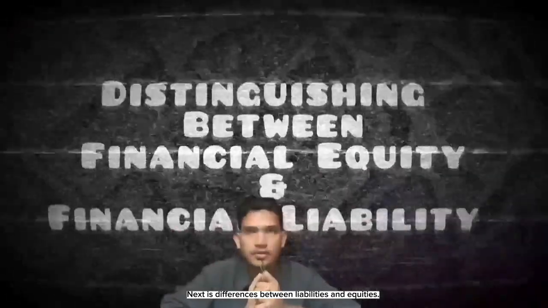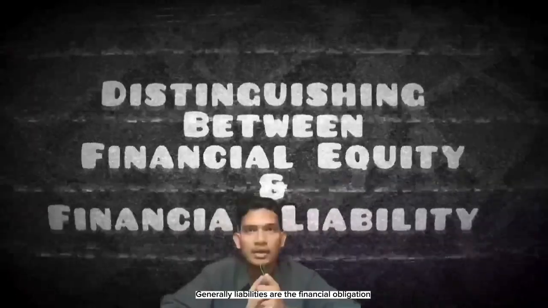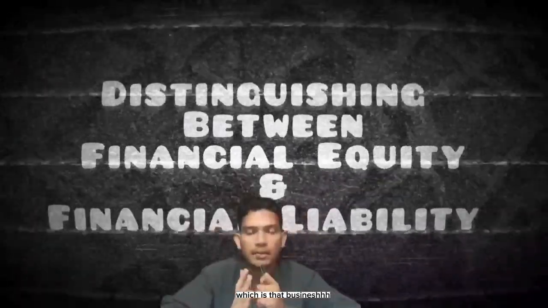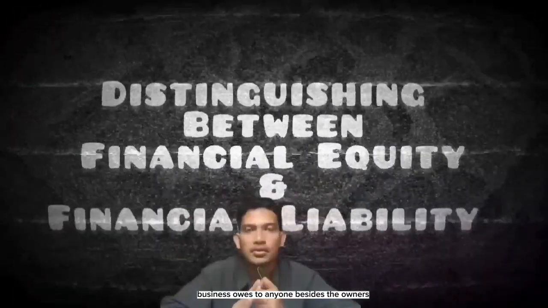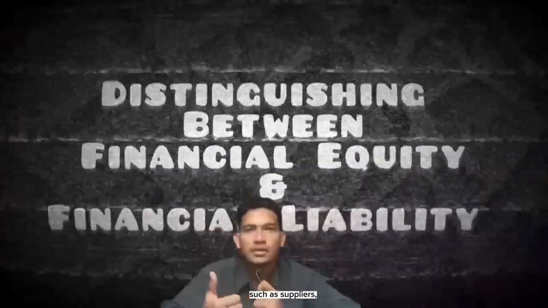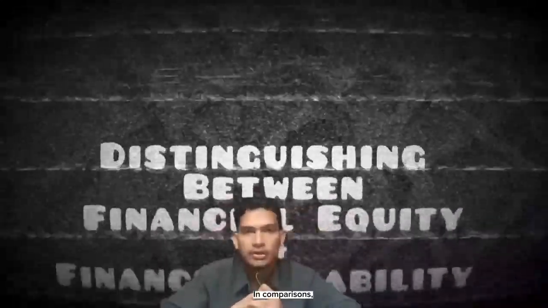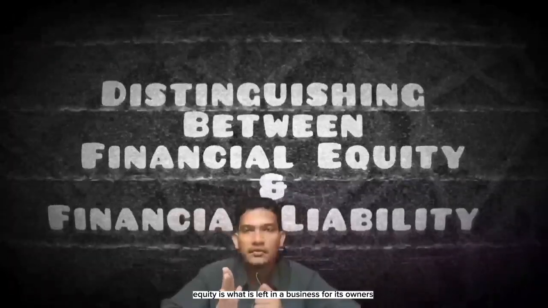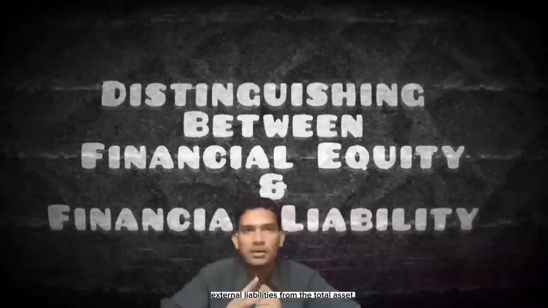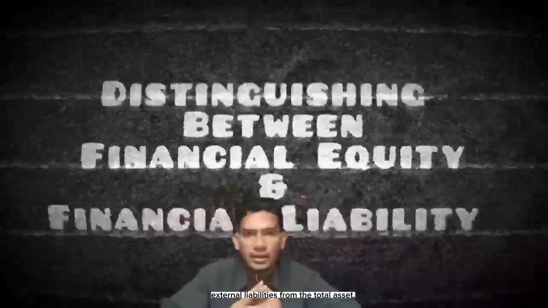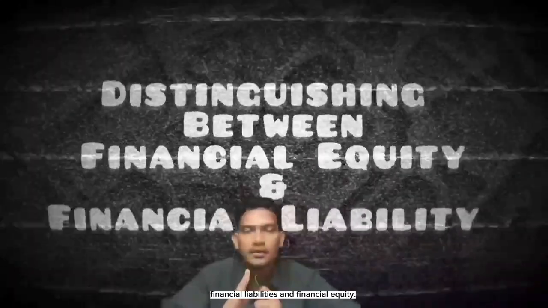Next are the differences between liabilities and equity. Generally, liabilities are financial obligations, which is debt that a business owes to anyone besides the owners, such as suppliers, lenders, and tax authorities. In comparison, equity is what is left in a business for its owners after subtracting all external liabilities from the total assets. Let's go to the detailed differences between financial liabilities and financial equity.